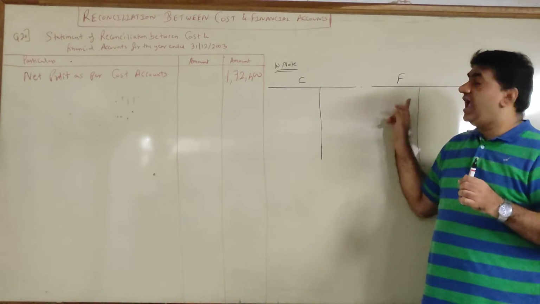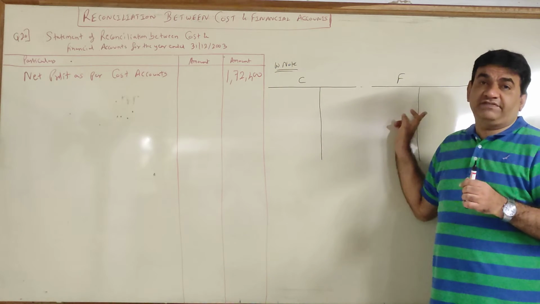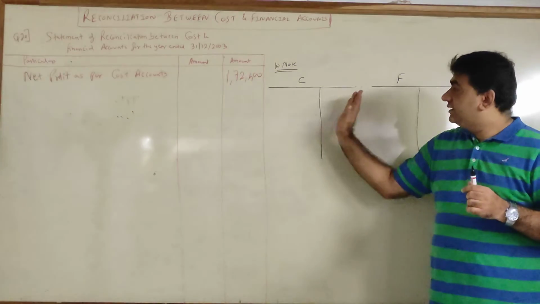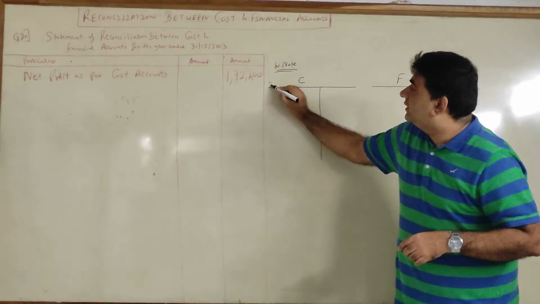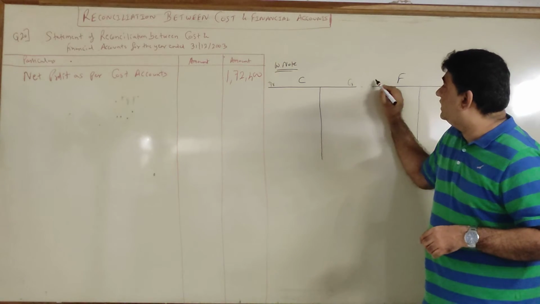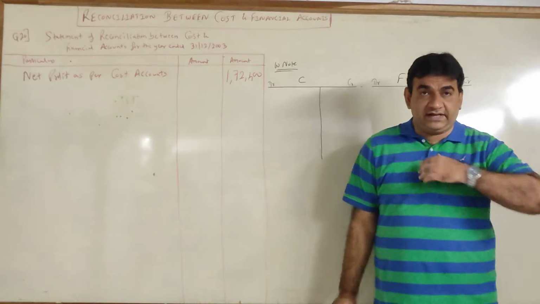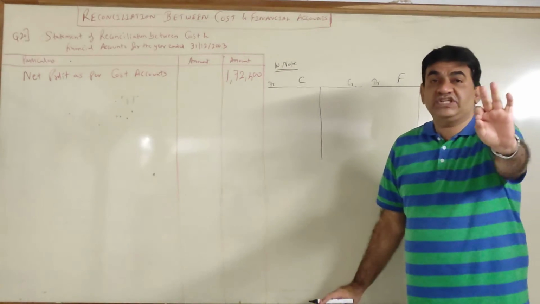This is CF. C means cost accounts, F means financial accounts. I have just prepared a T. Left is debit. If you want, you can put there debit. Right is credit. Debit, credit. Even if you don't write, it's fine. Got it? This you will do in each and every sum.